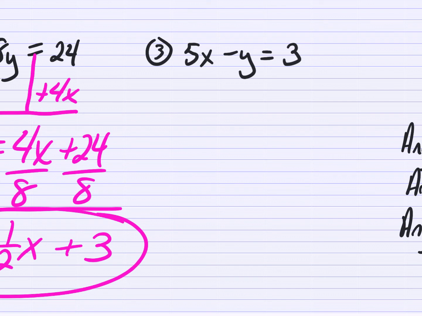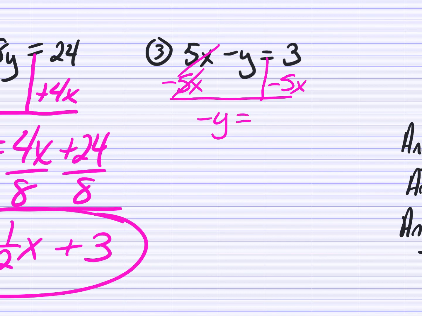So to get the y by itself, I have to get rid of whatever's being added or subtracted, which is the positive 5x. So I'm going to subtract that 5x first. So I'm left with negative y on the left-hand side equals. Now again, I like putting the negative 5x first. And then that positive 3 would come second.